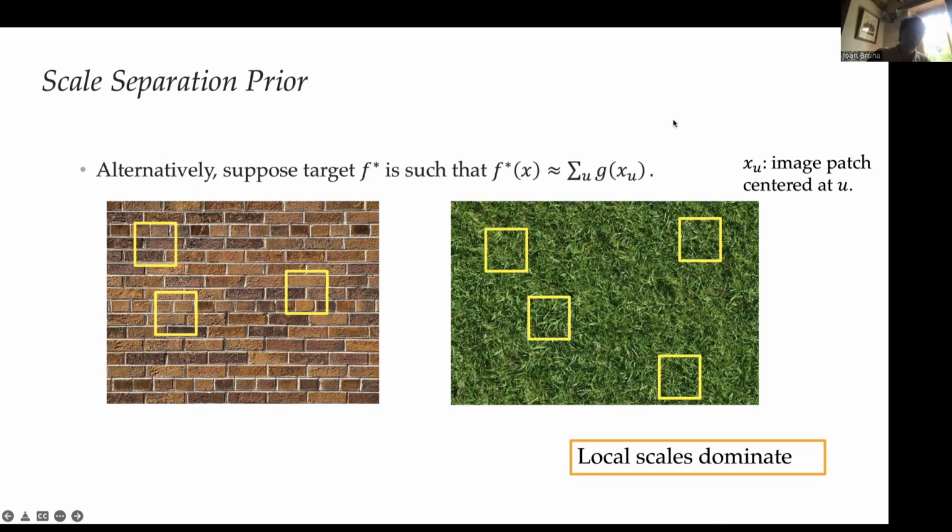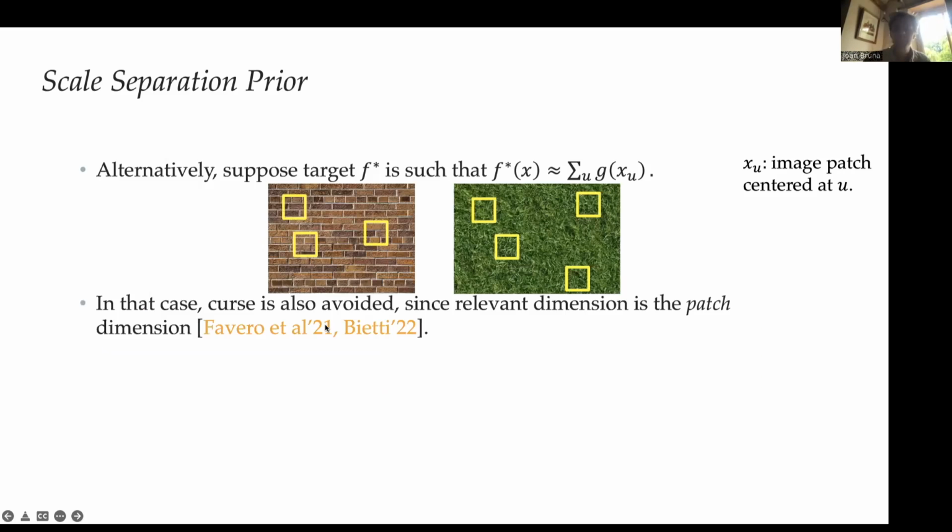Okay. So this is another example where we can also break the curse of dimensionality, just because the dimension that matters here is the dimension of the yellow patch. It doesn't matter what the dimension of the whole thing is. So here's another example where we can still avoid the curse of dimensionality by making this assumption. Again, is this assumption realistic for any general problem? What do you think?